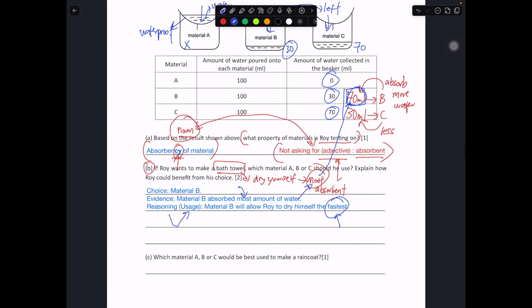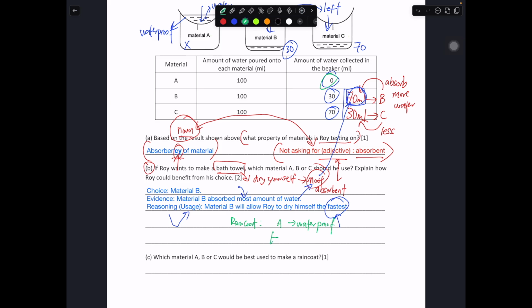If I sidetrack a little bit, if he wants to make a raincoat, using the same question, which one? If you want to make a raincoat, then in this case we will choose A. Because what is A? A is waterproof.